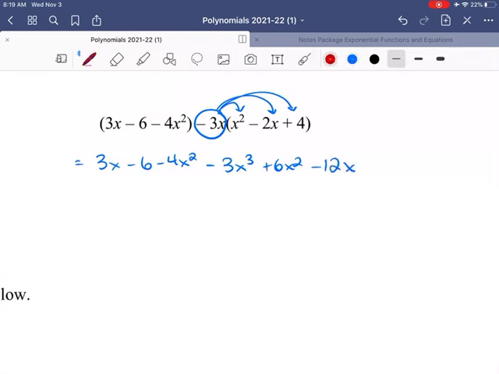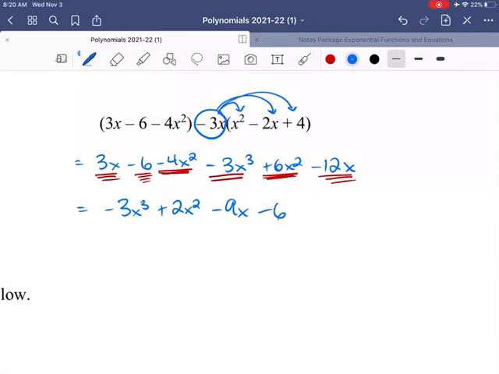And let's look for stuff that we can combine. So negative 4x squared and positive 6x squared. That's going to give me negative, we should start with the negative 3x cubed. Let's start with that. So negative 3x cubed. Then let's do our negative 4x squared and positive 6x squared, which is going to give me 2x squared. And then we've got the 3x and the negative 12x, which will simplify to negative 9x. And lastly, we've got negative 6, which has nothing else to combine with it. So let's just leave that on the end.